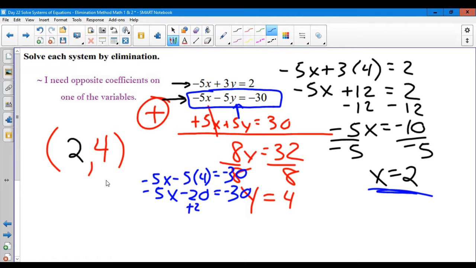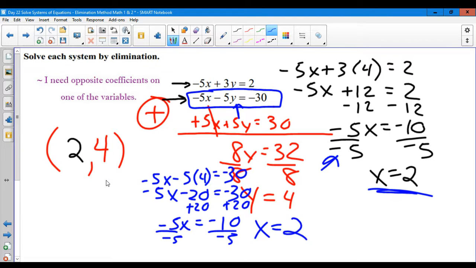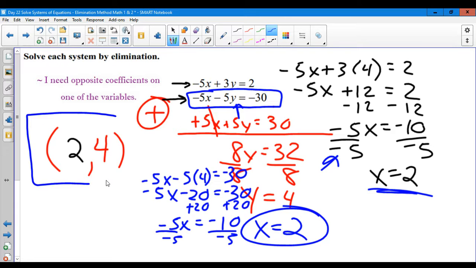So I add 20, negative 5x equals negative 10, just like I had over here. Divide by negative 5, and x equals 2. Now I'm certain, absolutely certain that I did all of my math right. That is the point of intersection of that system.